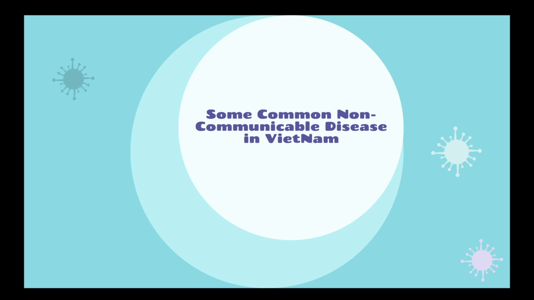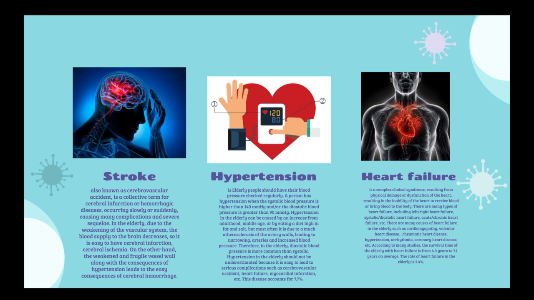And some common non-communicable diseases in Vietnam are, first, stroke, also known as cerebrovascular accident, a collective term for cerebral infarction or hemorrhagic diseases occurring slowly or suddenly, causing many complications and several sequelae in the elderly due to the weakening of the vascular system. The blood supply to the brain decreases, so it is easy to have cerebral infarction, cerebral ischemia. On the other hand, weakened and fragile vessels, along with the consequences of hypertension, easily lead to cerebral hemorrhage.